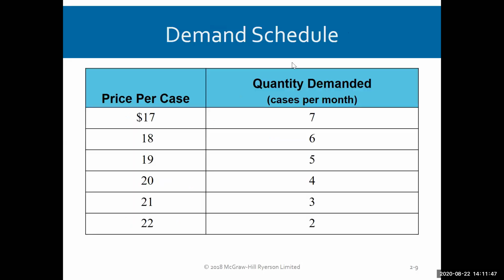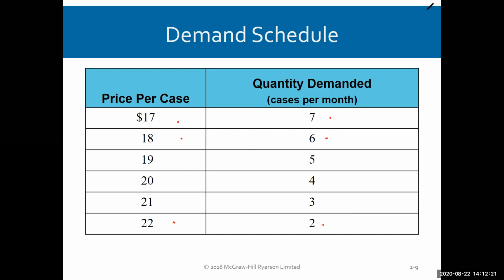Here it is. It shows on the left various prices from 17 all the way up to 22, and the quantities that people buy, or let's just say this is me, the quantities that I buy. At the low price of 17, the quantity should be relatively high compared to the quantity that I'd buy at a relatively high price of 22. So at 17, I'm willing to buy 7 cases. As the price goes up to 18, I only want 6, and so on. Once it gets up to 22, well, you know what? I'm only buying 2 cases per month.